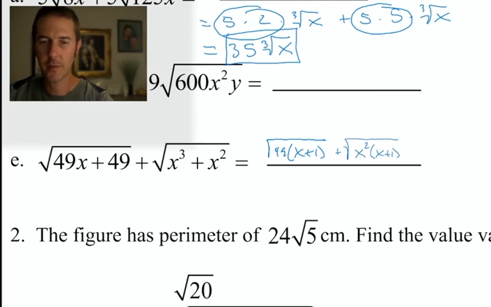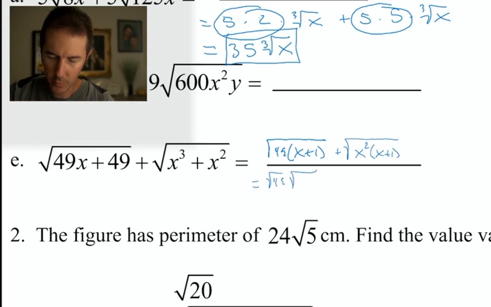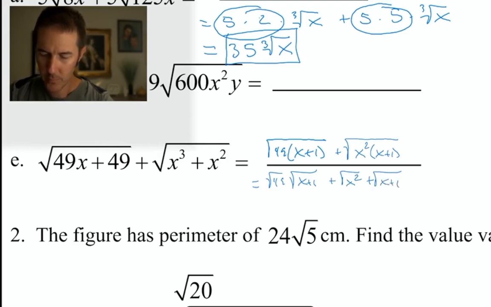The times that I was mentioning there is the multiplication, which tells me that I've got products. So let's break this up into the square root of 49 times the square root of x plus 1 plus the square root of x squared times the square root of x plus 1. And then the simplification looks really easy, and it is. Square root of 49 is 7 times the square root of x plus 1 plus square root of x squared is x times, ooh, I wrote a plus sign there. That was supposed to be multiplication.